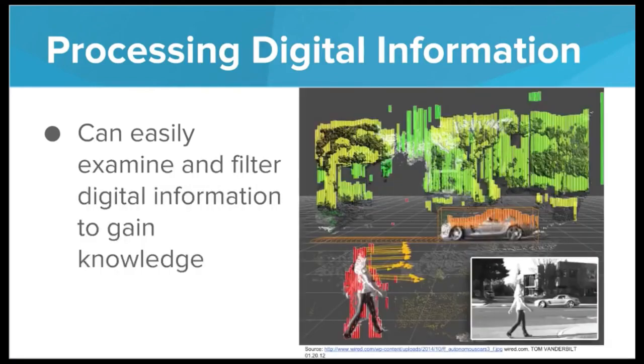We can also use computers to examine and filter digital information to gain knowledge. So here we have a picture of what a self-driving car sees. Self-driving cars use cameras and radars, and several different types of measuring devices to input information from the physical world. And once that is encoded as digital information, it can use software, it can use programs to actually predict things about the outside world. It can locate obstacles, it can predict where other cars are headed, where other people are headed. So this is a really incredible use of digital information.